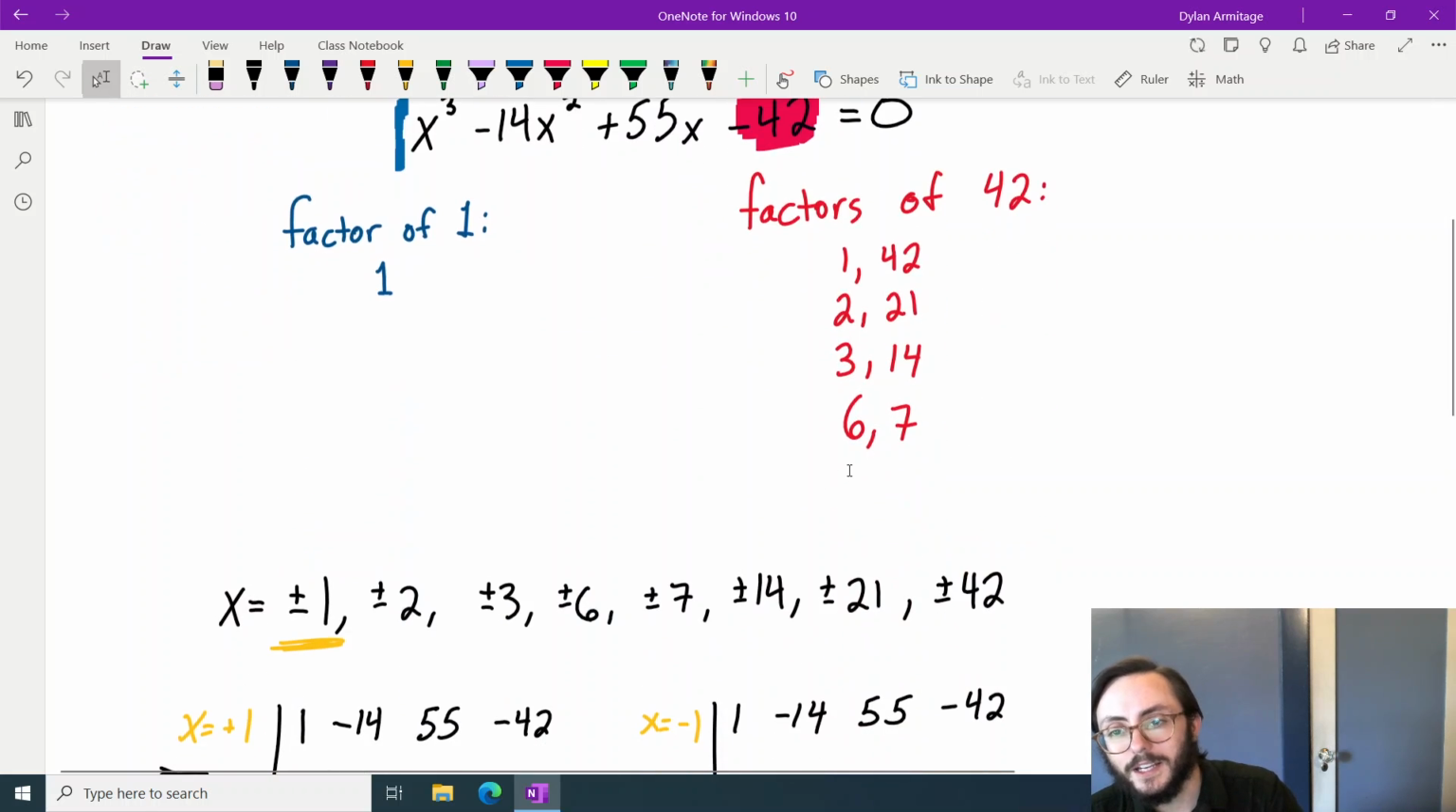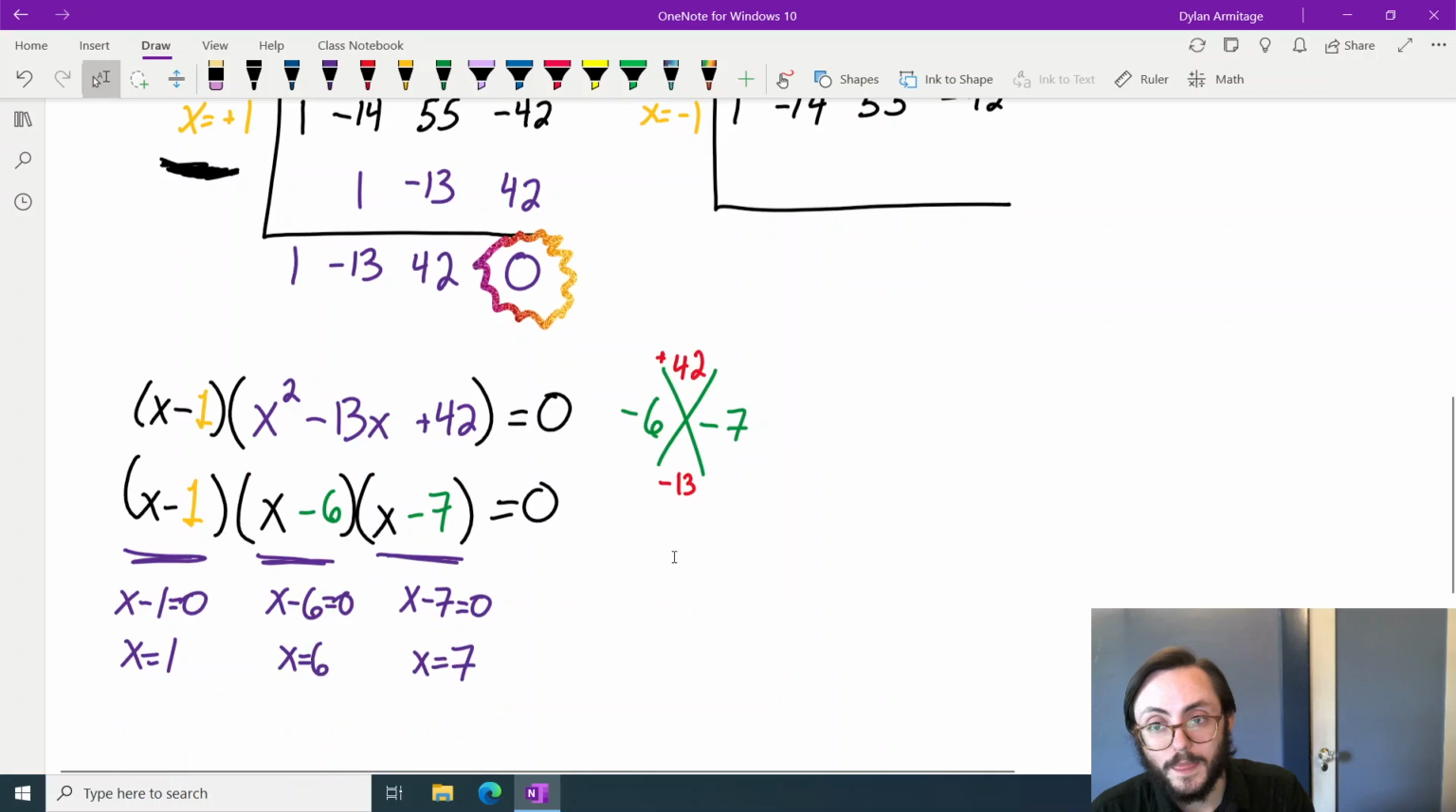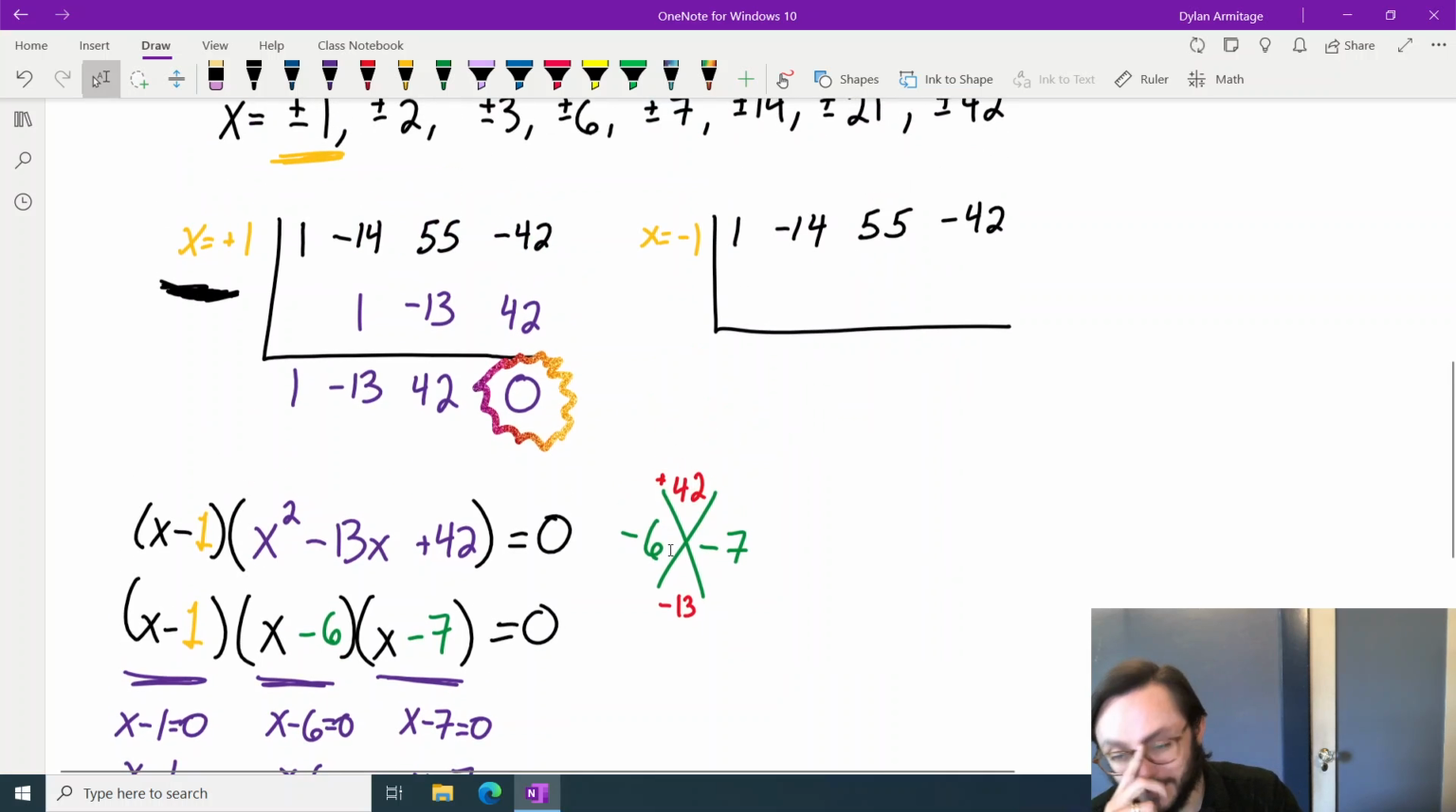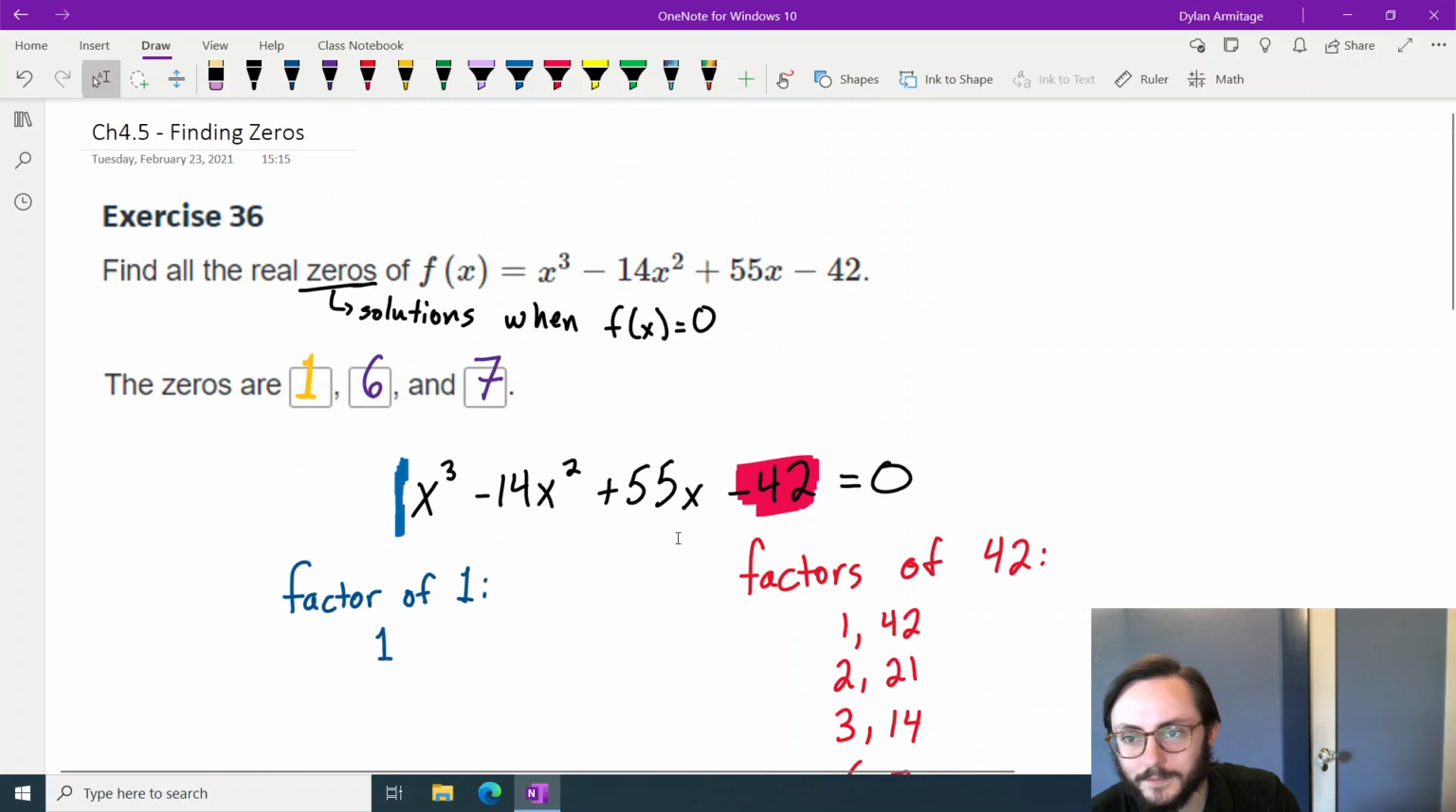Now, aren't we glad we didn't keep testing these possible ones here? We would have had to do positive 2 and negative 2, positive 3 and negative 3. And then we would have gotten positive 6, but we would have also had to do negative 6. And then we'd get positive 7. And finally, we'd have all 3. But it was a little easier, as soon as we got 1, to factor it. Okay. So those are our zeros.